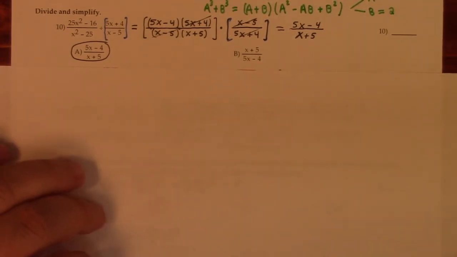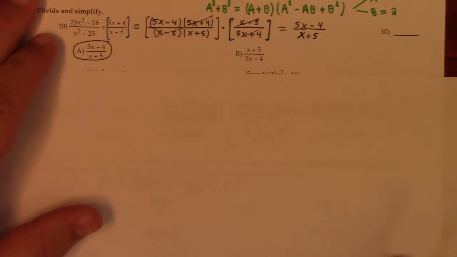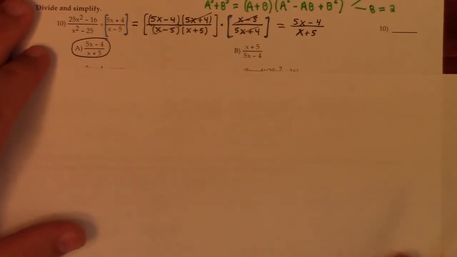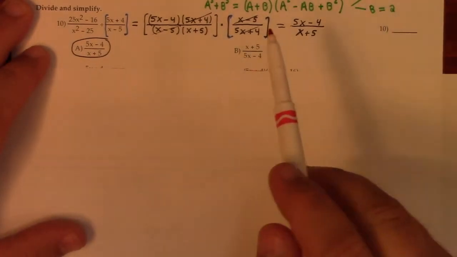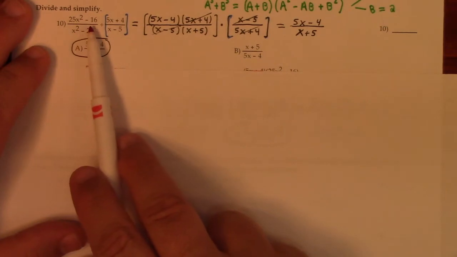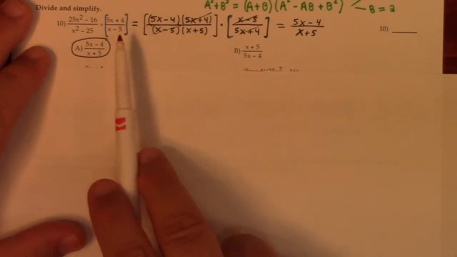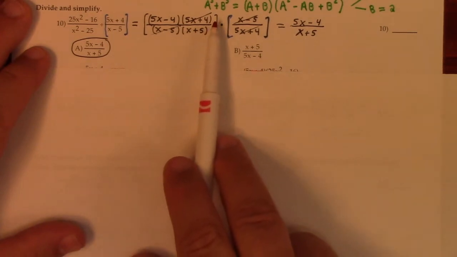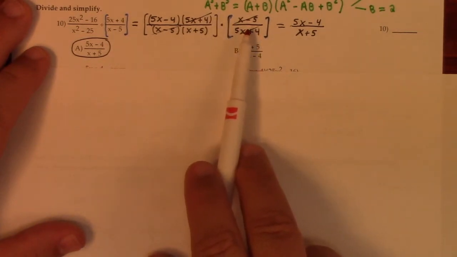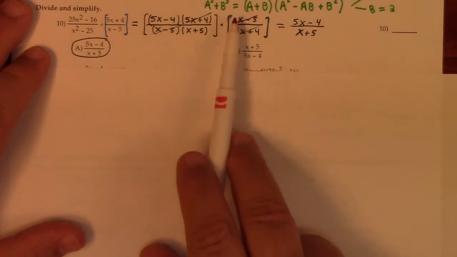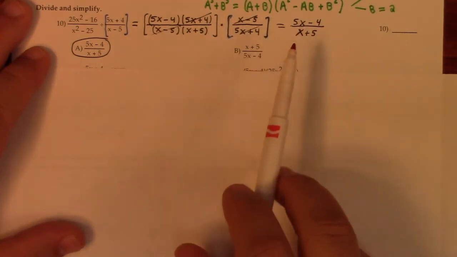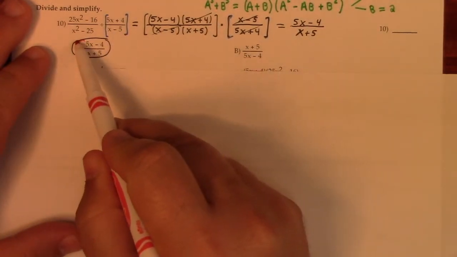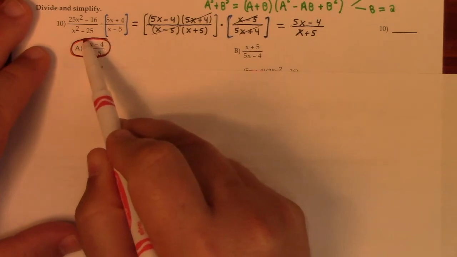Although, admittedly, my reasoning for doing it was just because then I could write the work in the space that I have provided here. Anyway, then I factor the 25x squared minus 16 like so, factor the x squared minus 25 like so, and then you notice I can cancel the 5x plus 4 and cancel the x minus 5, and I'm just left with 5x minus 4 over x plus 5, which gave me the answer of A. All right.